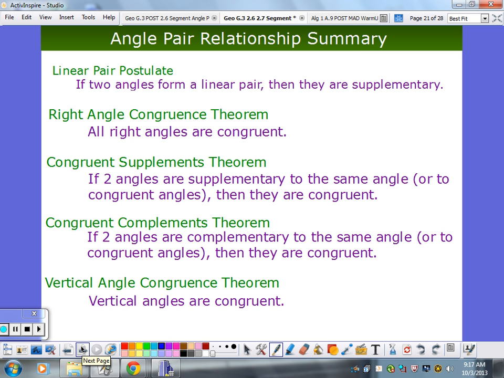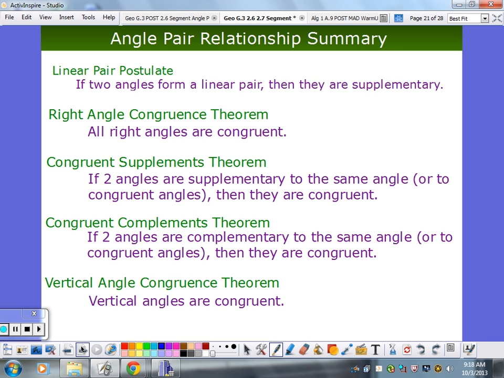Let's see what else we got. Look at our summary now. Look at all these things. The linear pair postulate: if 2 angles form a linear pair, then they're supplementary. This is not on the notes, but remember, this is posted. It's a nice, helpful chart, you can get this from the website. Right angle congruence theorem: all right angles are congruent. Congruent supplements theorem: if 2 angles are supplementary to the same angle or to congruent angles, then they're congruent. Similarly, congruent complements, same thing, but with complementary angles. And vertical angles are congruent.